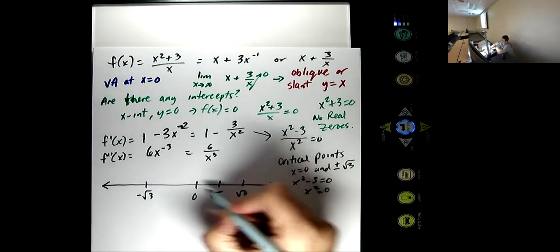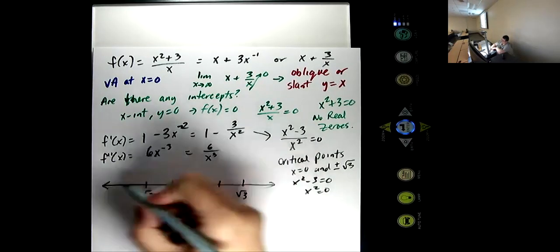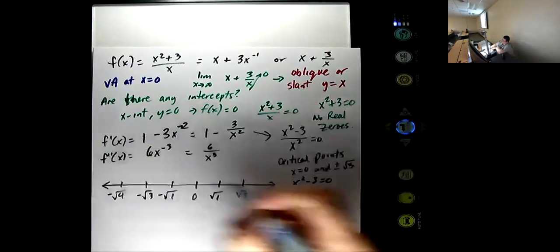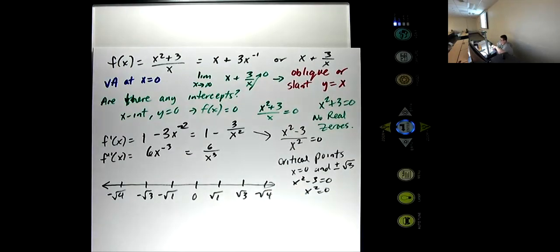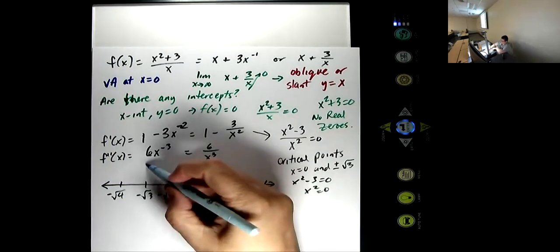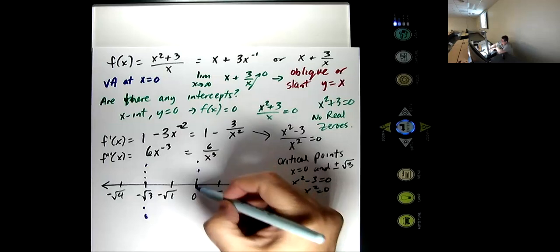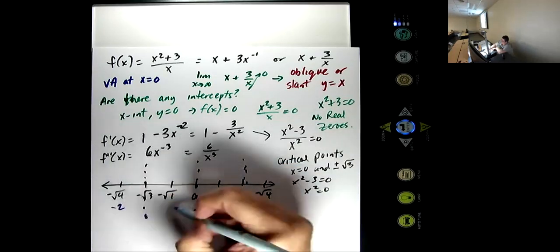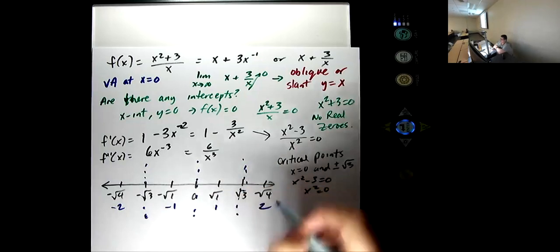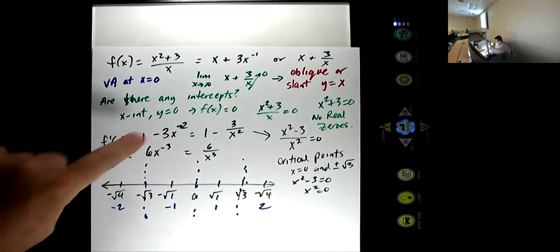Square root of 1 and negative square root of 1 is there. Negative square root of 4. Square root of 4 is there. So easy points to check are, let me block off our regions, checking -2, -1, 1, and 2.